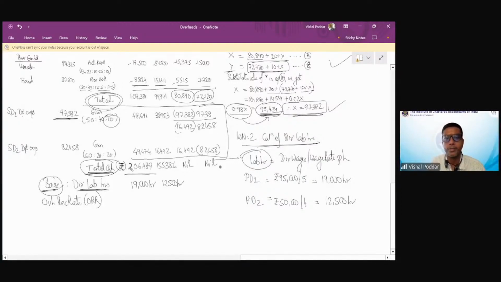When I divide this, I get my ORR. So it is 2,06,489 divided by 19,000. So I get 10.8678 something. So my ORR here is 10.8678.